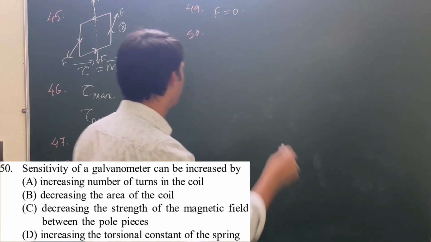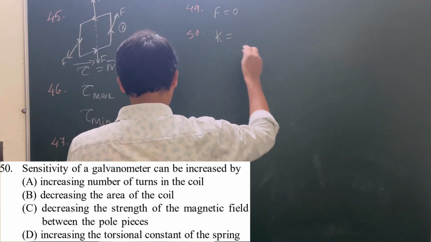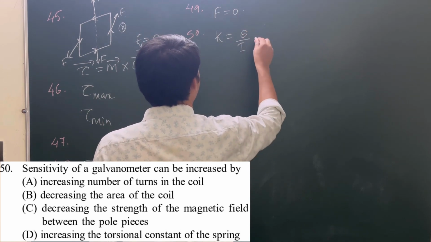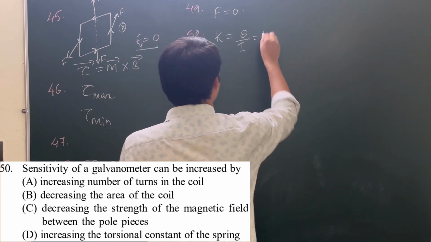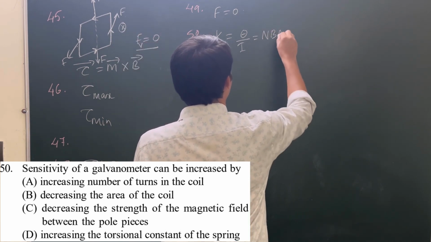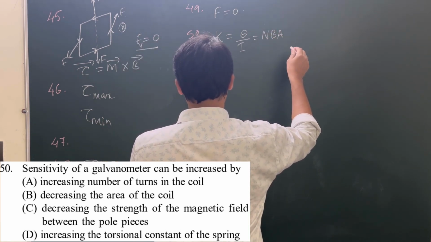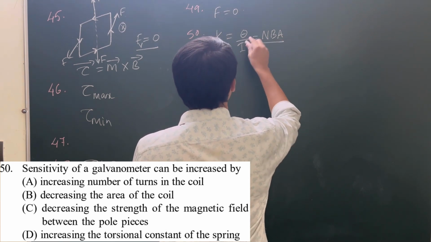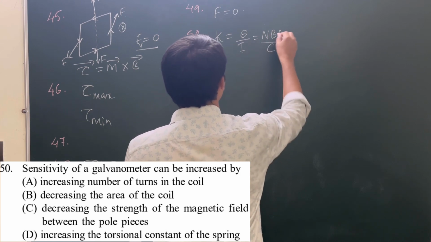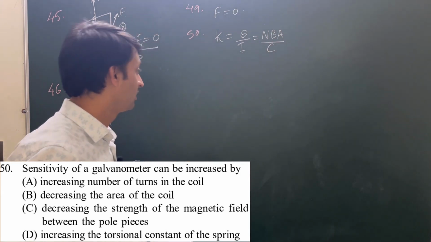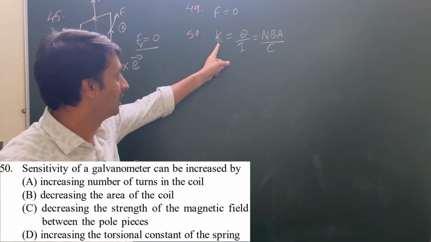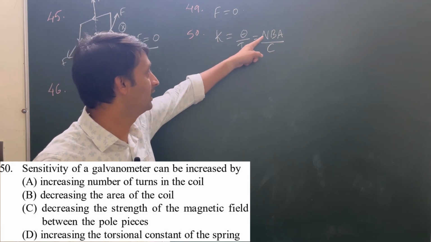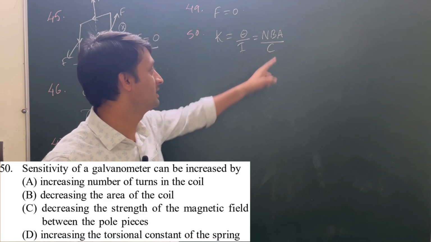The sensitivity of the galvanometer is given by theta divided by I. Theta by I is given by NBA divided by C. The sensitivity of the galvanometer is the deflection produced per unit current. It is given by NBA divided by C here.